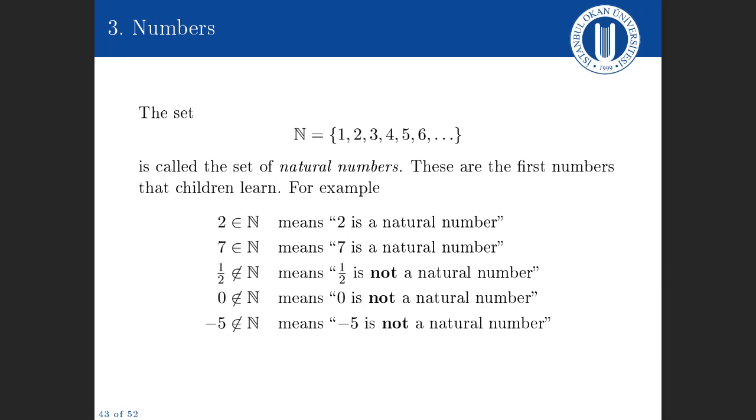There's some disagreement about this, but most people in the world agree that 0 is not a natural number. And -5 is not a natural number.